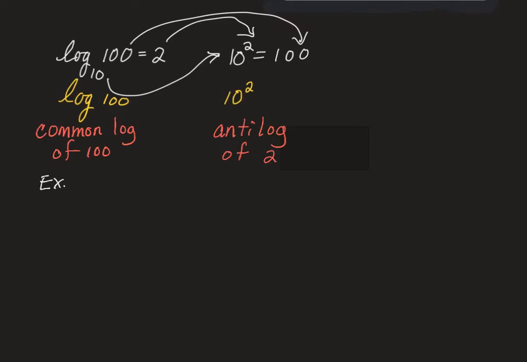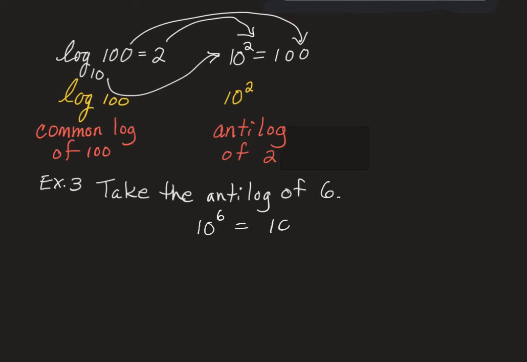So, if someone asks you to take the antilog of 14. Okay, let's not make it that big. That's going to be a little difficult here. Let's say the antilog of 6. Okay, all you would do is say 10 to the 6th equals 1 million, because 10 times 10 times 10 times 10 times 10 times 10 is 1 million.